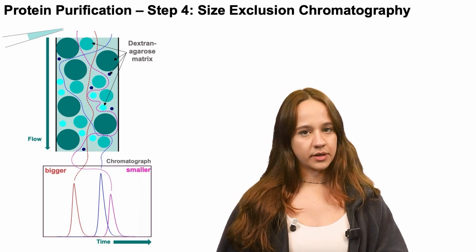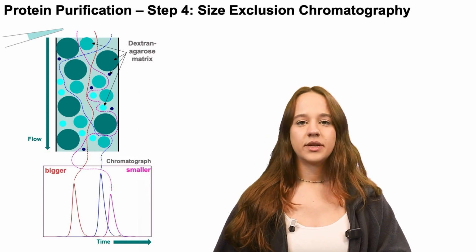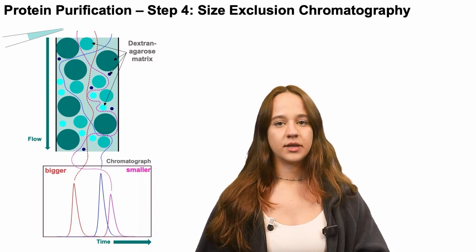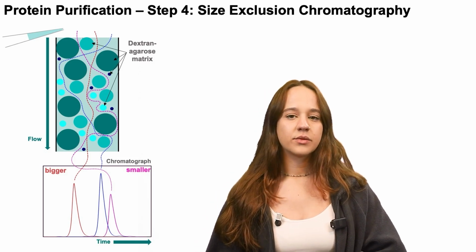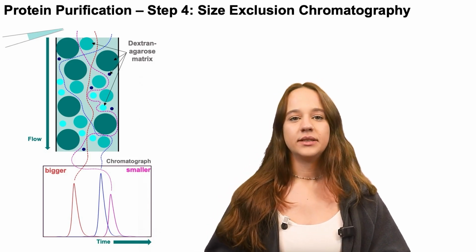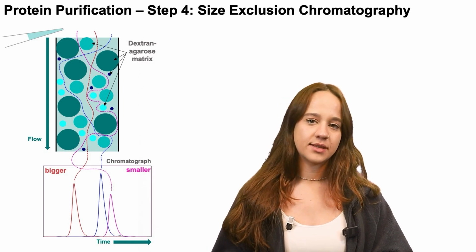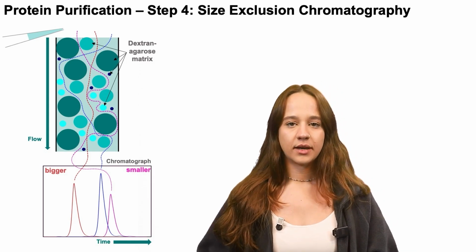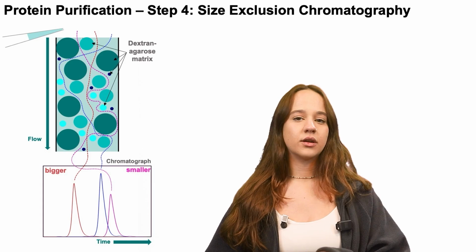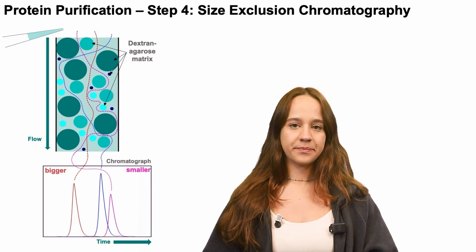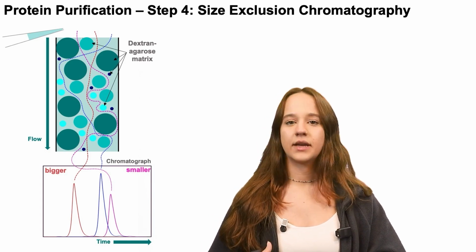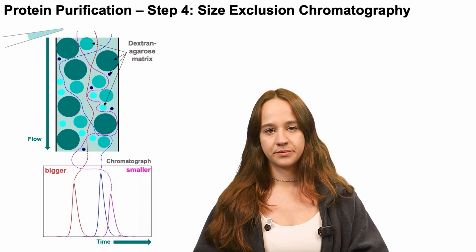Size exclusion chromatography, or SEC in short, separates proteins according to their size. SEC columns are usually made up of a dextran agarose matrix, forming porous beads. The protein is passed through these porous beads, and depending on its size, it will take more or less time to go through the column. Large molecules will only go through the large pores, and therefore will pass through the column faster, thus eluting earlier. On the other hand, smaller proteins will go through all small pores and therefore will elute later from the column.